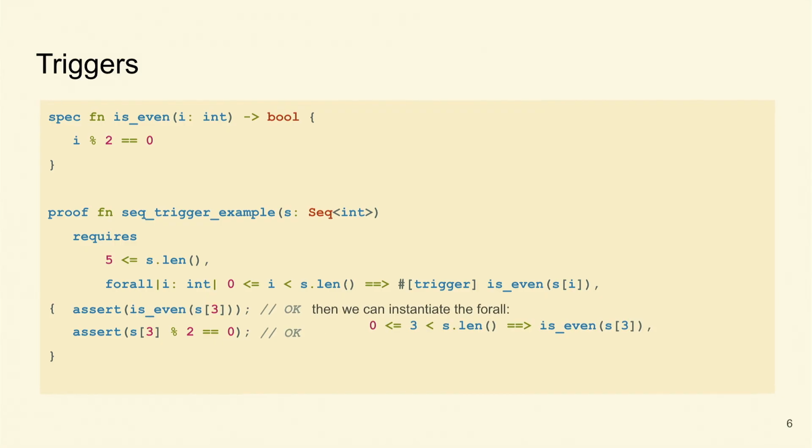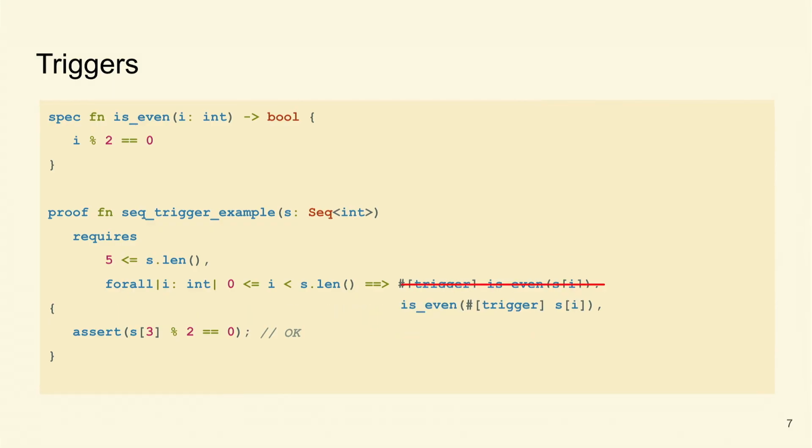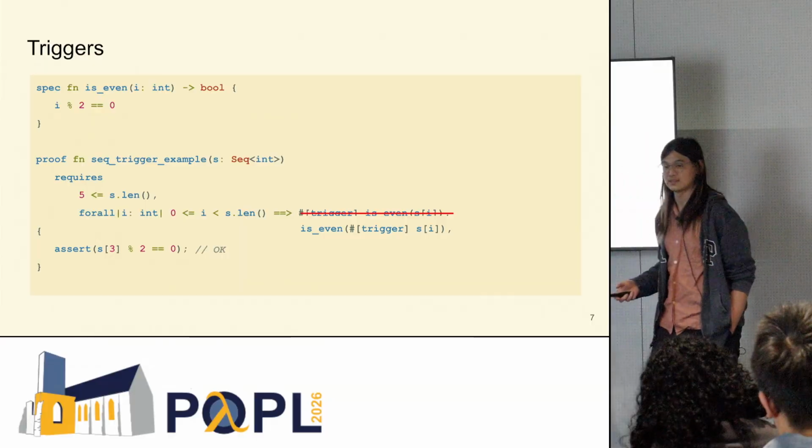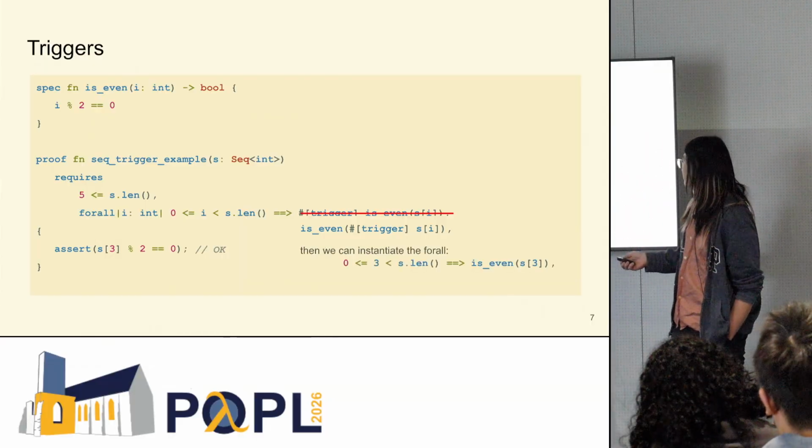So you can assert that the fourth element is even, and this automatically instantiates the forall with the desired ground term. Another way is to have a freer trigger. We can push the trigger in and put it on the field access, so that any field access will instantiate this forall, just like this.